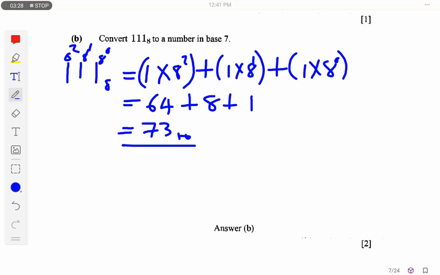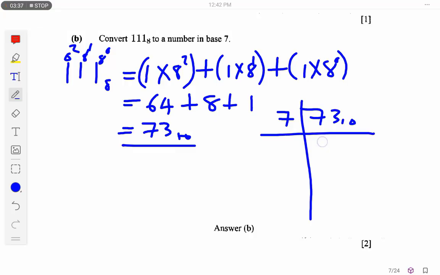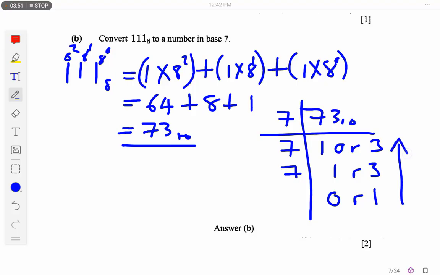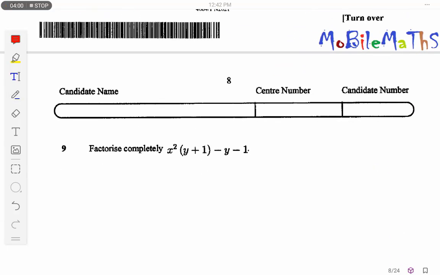My long division is going to be 73 base 10 divided by the base that we want to go to, that's base 7. So 7 into 73, that's 10, remainder 3. 7 into 10, that's 1, remainder 3 again. Then 7 into 1, that's a 0, remainder a 1. Then we take our answer from the bottom going up. So the number is going to be equal to 133 base 7, like that. Let's move on to the next question.